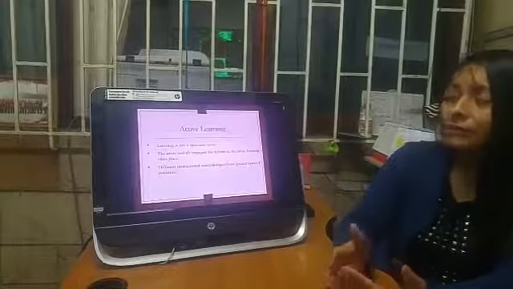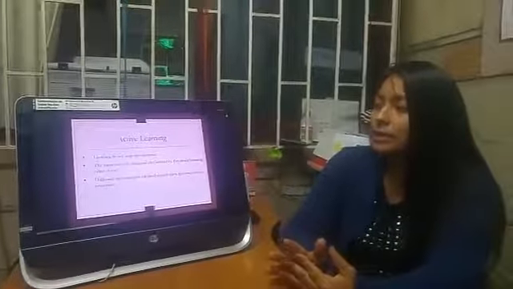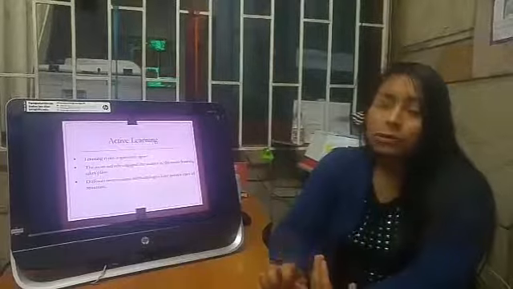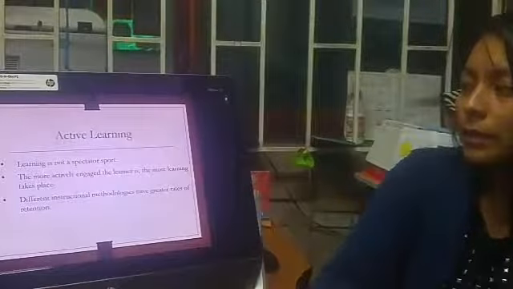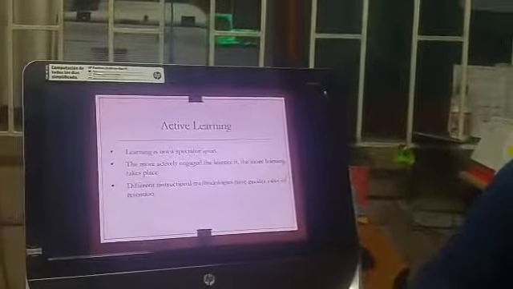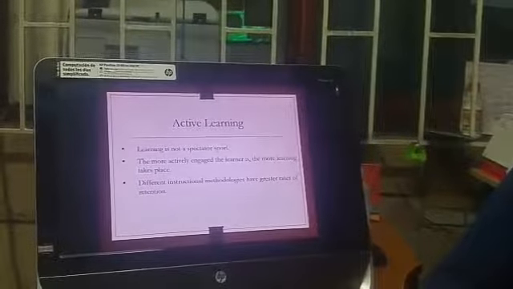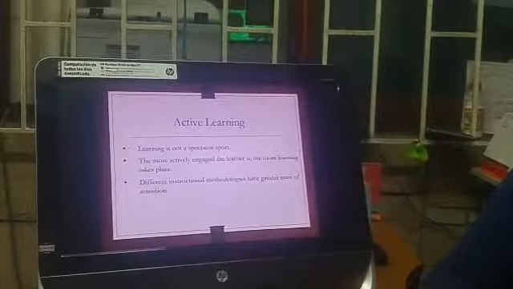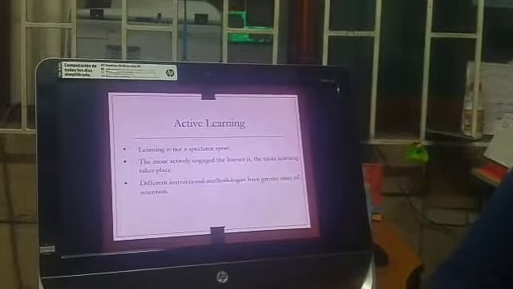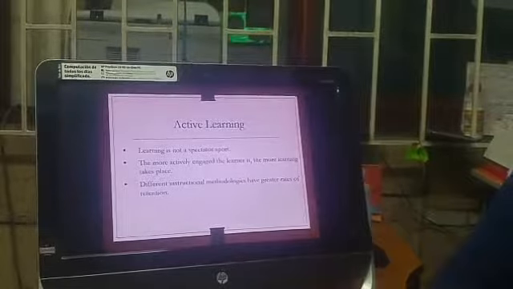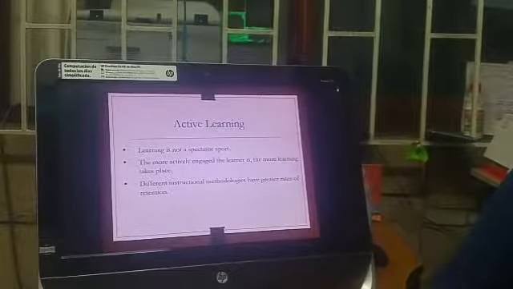This is active learning. Learning is not a spectator sport. The more actively engaged the learner is, the more learning takes place. Different instructional methodologies have different rates of retention.